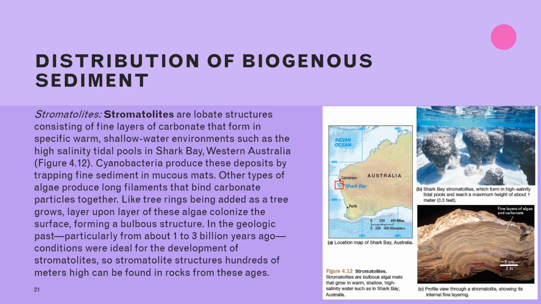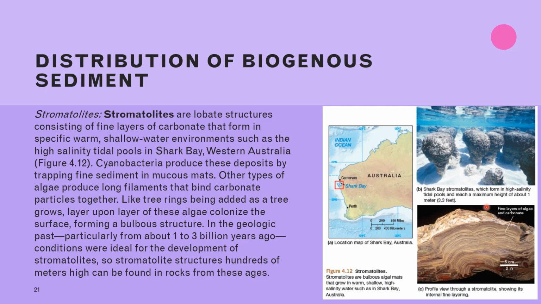Stromatolites. So stromatolites are lobate structures consisting of fine layers of carbonate that form in specific warm, shallow water environments such as high salinity tidal pools in Shark Bay, Western Australia. On the right, you can see the profile view of a stromatolite showing its layers of algae. So these are Shark Bay stromatolites, which form in high salinity tidal pools.